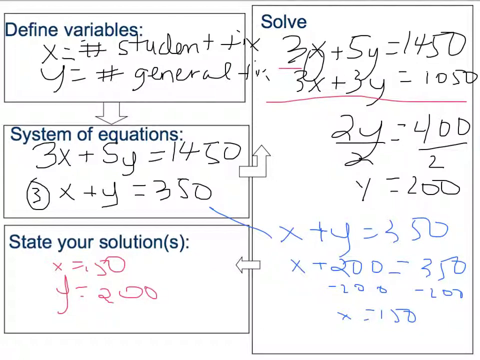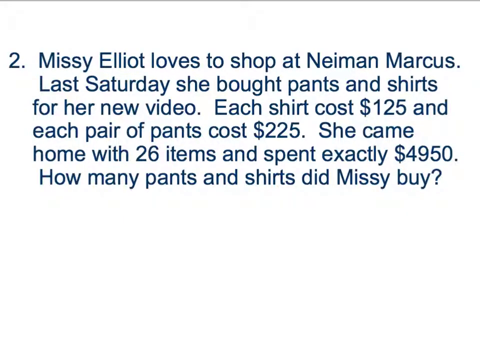Okay, so if I had to write my answer in a complete sentence, I would say that I sold 150 student tickets and 200 general admission tickets. Okay, that's how many I sold of each type. Okay, so try and see if you can do this one on your own and then check back.